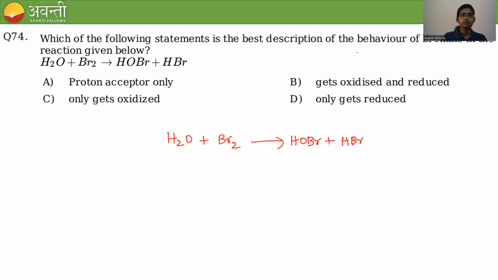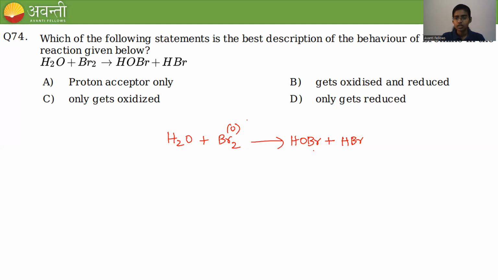Okay. So what is the oxidation state of bromine here? Here it is 0, because it is present in the elemental form, right? So in the elemental form, the oxidation state is 0. And in HOBr, what is the oxidation state?